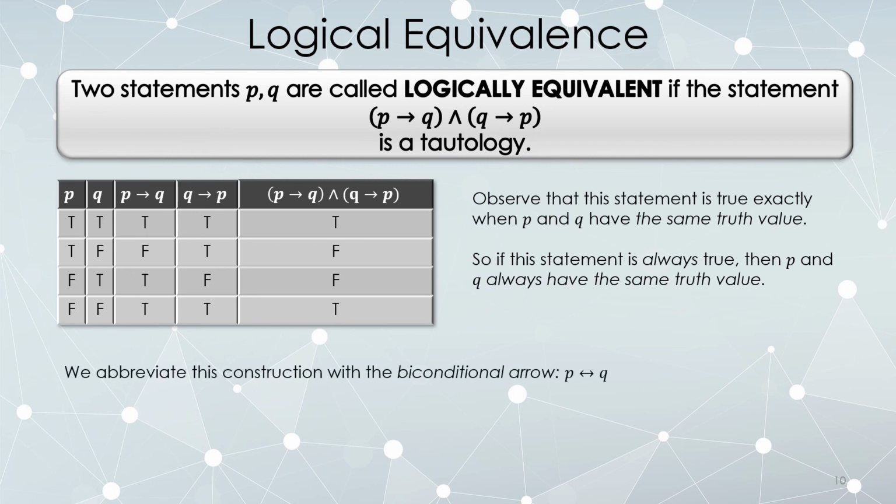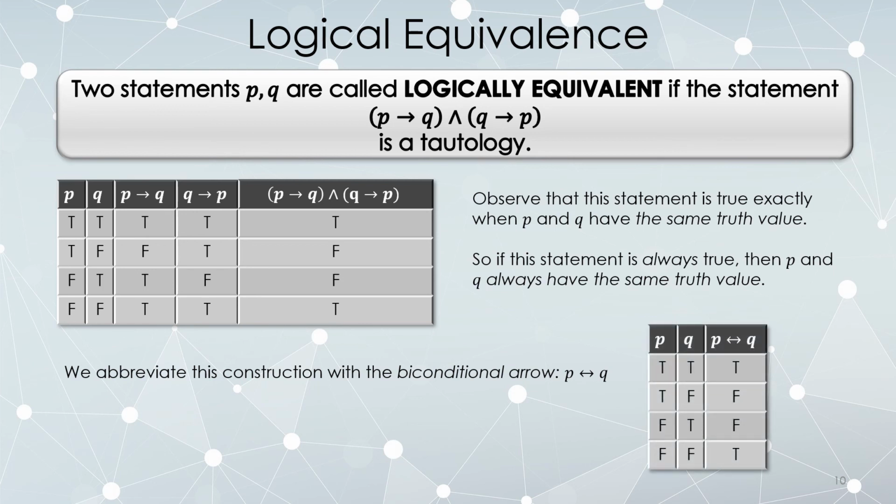We can abbreviate this conjunction of two different conditional statements with a biconditional arrow. So this arrow, P left right arrow Q, is said out loud as P if and only if Q. And it has the following truth table. It simply checks, did the two statements have the same truth value? If P and Q are both true or both false, the biconditional arrow says, yes, they were the same. If one is true and one is false, it says false, the two statements were different.